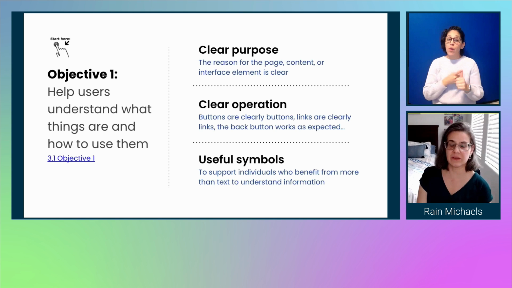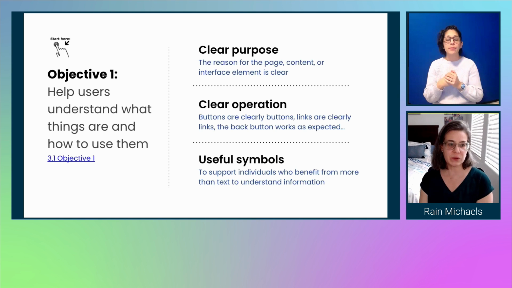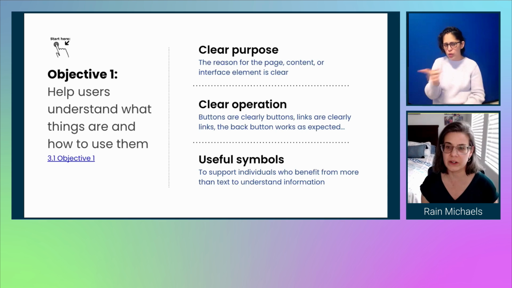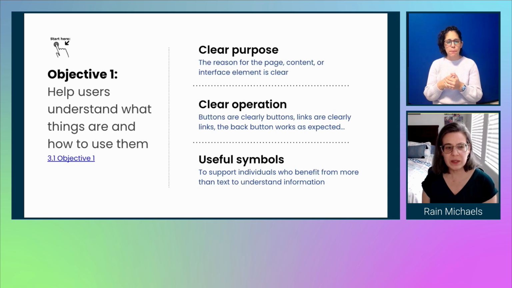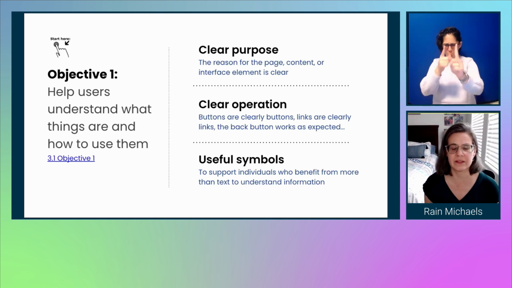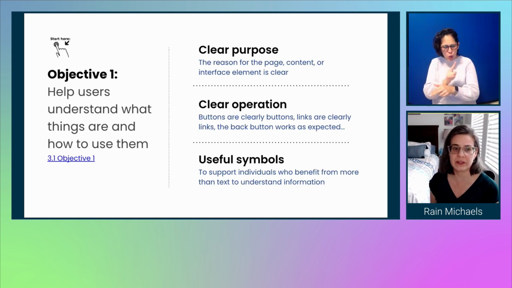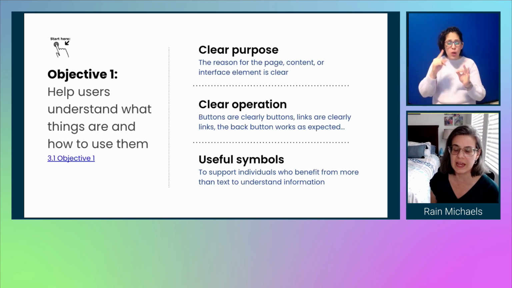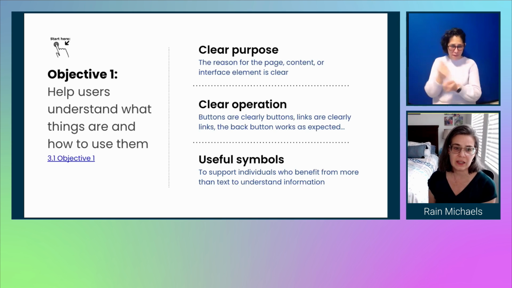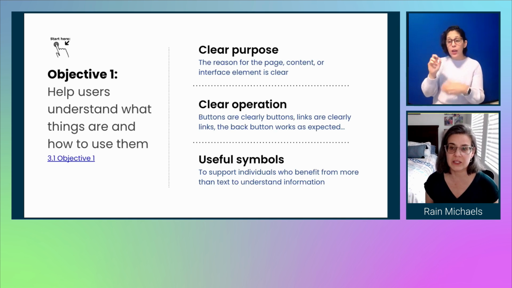The first objective that we have is to help users understand what things are and how to use them. How might we support this? How might we help people understand what things are and how to use them? Well, first of all, it's important to make sure that there's a clear purpose to everything on the page. And that includes the page itself, or the content or the interface element within the page.